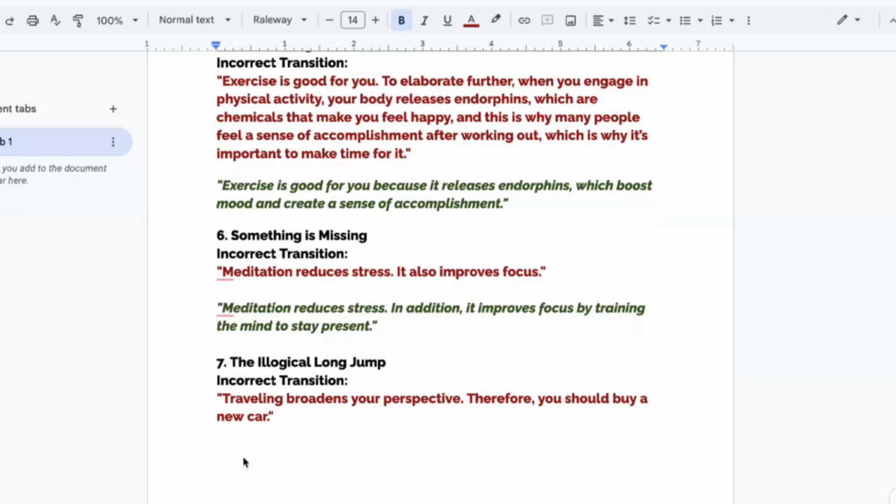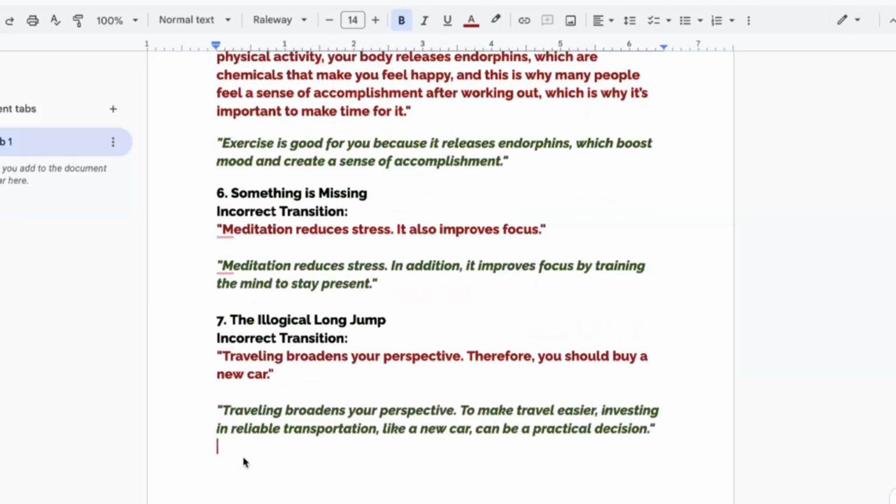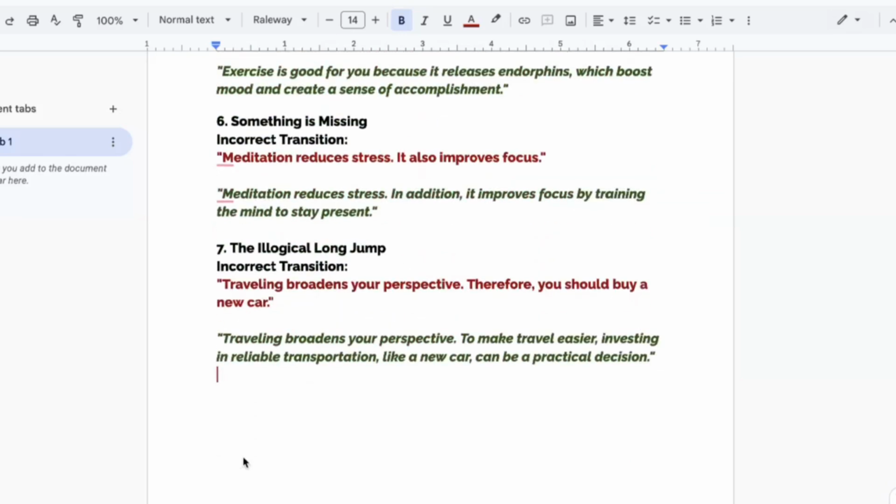And here we have the improved sentence. Traveling broadens your perspective. To make travel easier, investing in reliable transportation like a new car can be a practical decision. Do you see how that just makes everything so much more understandable? You start off with a strong premise. Traveling broadens your perspective.